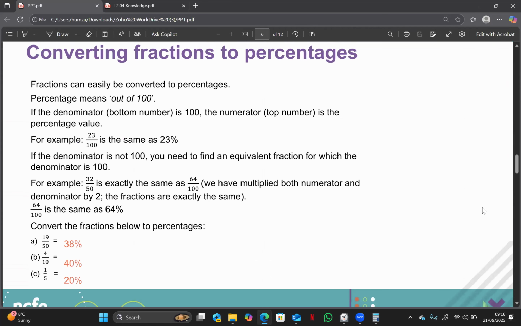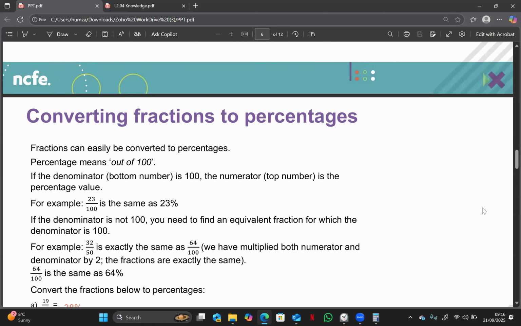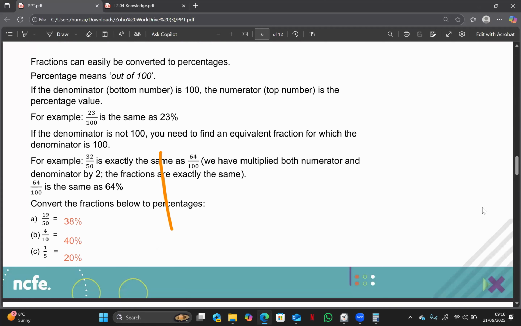Now, converting fractions to percentages. Fractions can easily be converted to percentages. Percentage means out of 100. If the denominator is 100, the numerator, the top number, is the percentage value. For example, 23 over 100 is the same as 23%.